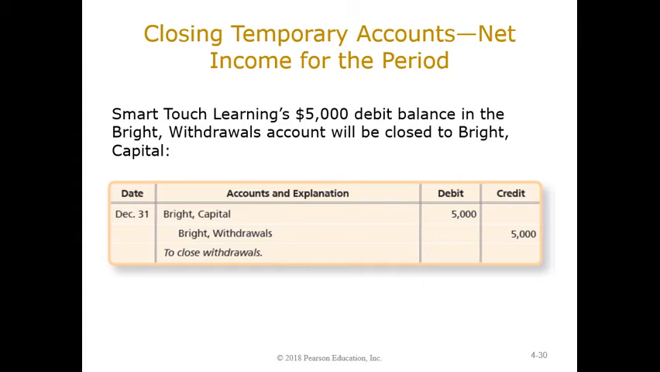And we see that journal entry indicated here with a debit to the capital account and a credit to the withdrawals account. This is to close out the withdrawals account. This is to make that account 0 so that we can start fresh for our next period.